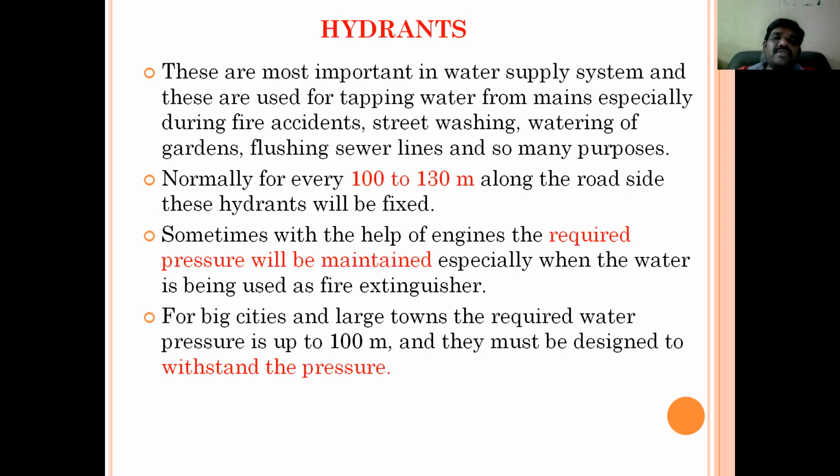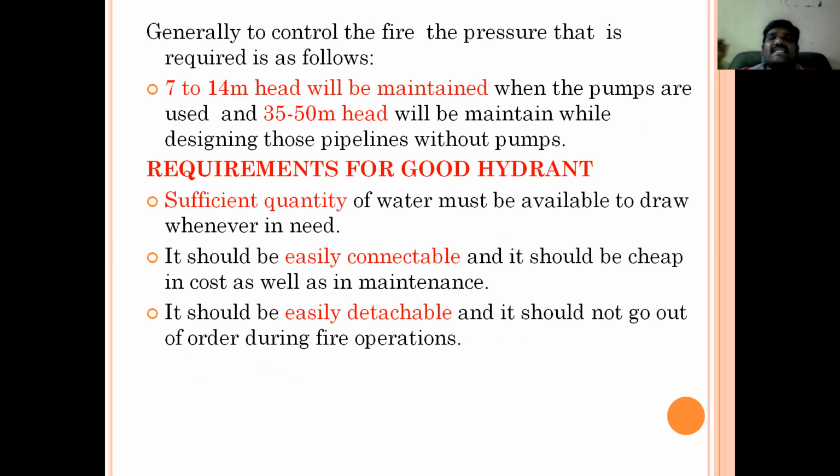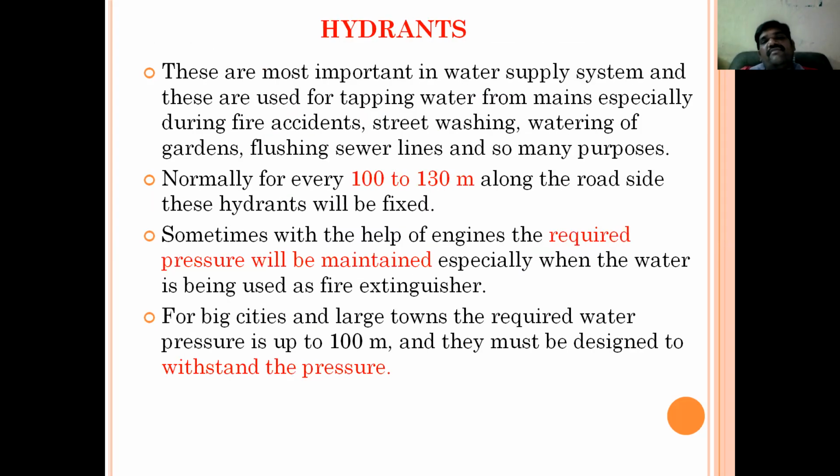Hydrants are meant to facilitate the water requirement in areas like flushing sewer lines, watering of gardens, and fire accidents. As a water source, they will be fixed along the roadside, preferably every 100 to 130 meters, and required pressure will be maintained. Most probably 7 to 14 meters of head will be maintained when the pumps are used. If the pumps are not used, in pipelines without pumps, the head will be 35 to 50 meters.